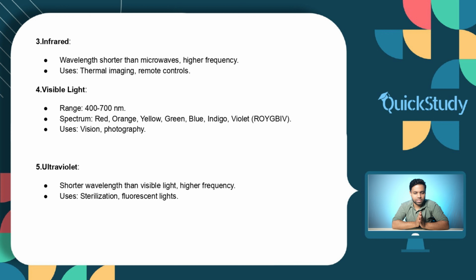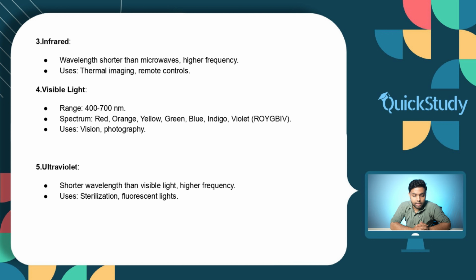Visible light is an interesting one. It has a range of about 400 to 700 nanometers. It is used as we see. We cannot see anything if there is no visible light. It is also used while anyone is doing photography or taking photos.